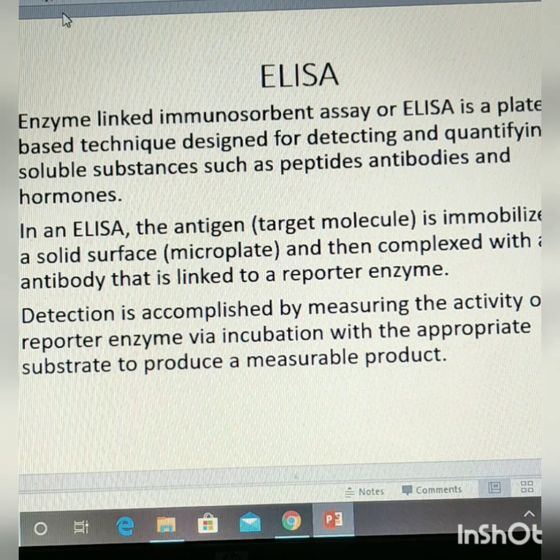The ELISA is a plate-based technique designed for detecting and quantifying soluble substances such as peptides, antibodies and hormones. In an ELISA, the antigen is immobilized on a solid surface that I have said earlier and then complexed with an antibody that is linked to a reporter enzyme. Detection is accomplished by measuring the activity of the reporter enzyme via incubation with the appropriate substrate to produce a measurable product.